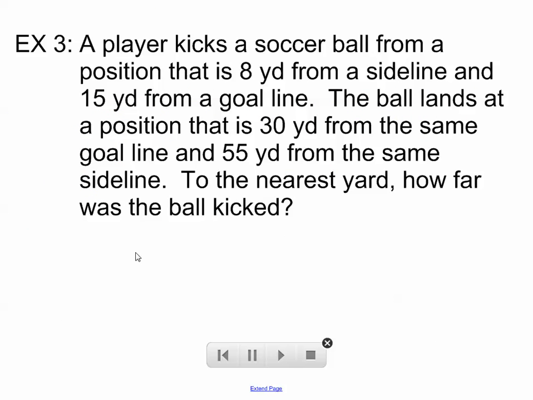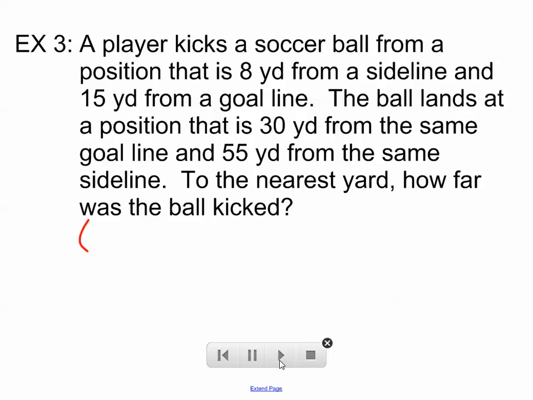A player kicks a soccer ball from a position that is 8 yards from a sideline and 15 yards from a goal line. The ball lands at a position that is 30 yards from the same goal line and 55 yards from the same sideline. So how far was the ball kicked?